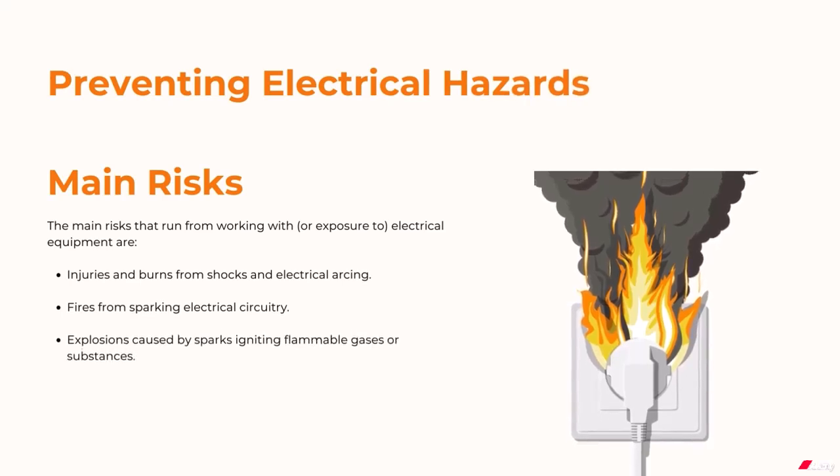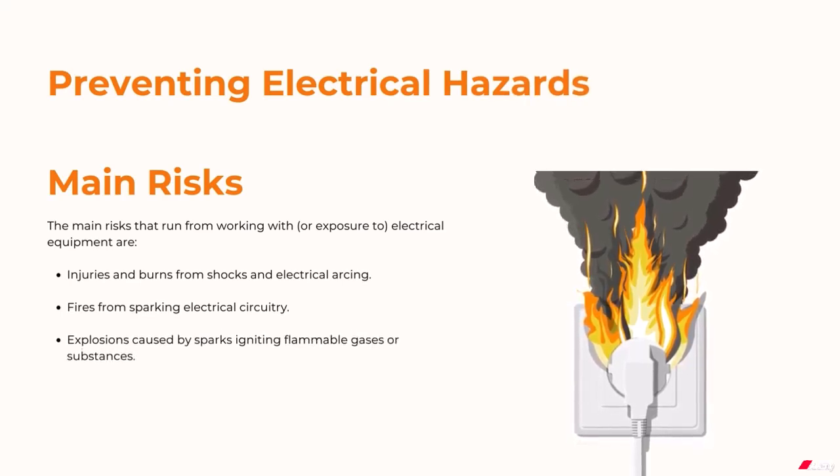Preventing electrical hazards. Main risks. The main risks that run from working with or exposure to electrical equipment are injuries and burns from shocks and electrical arcing, fires from sparking electrical circuitry, explosions caused by sparks igniting flammable gases or substances.